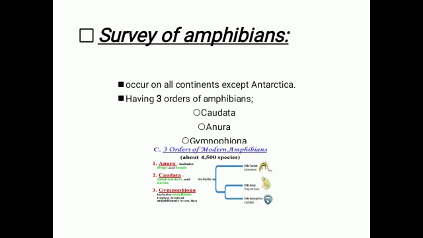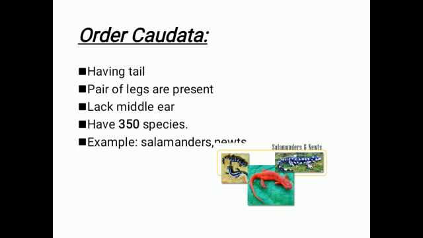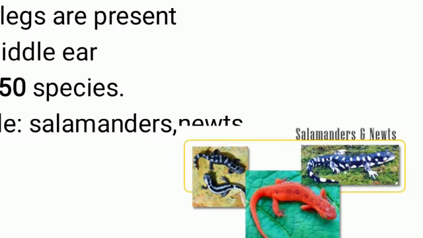Survey of amphibians: they occur on all continents except Antarctica, and there are three orders of amphibians: order Caudata, order Anura, and order Gymnophiona. Let's see them one by one. Order Caudata means having a tail throughout their life. They have a pair of legs, lack a middle ear, and have 350 species. Examples are salamanders and newts. If we zoom it out, then you can see it.